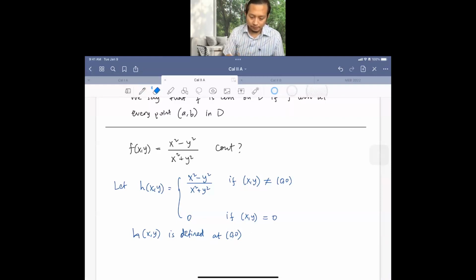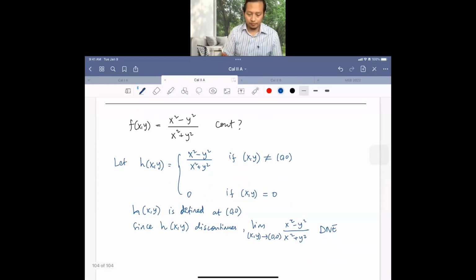But since h is discontinuous because the limit doesn't exist, then the function is discontinuous.